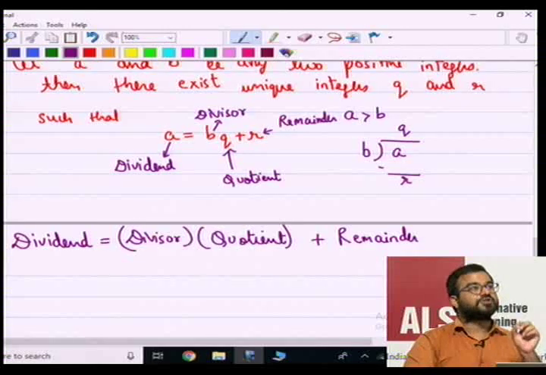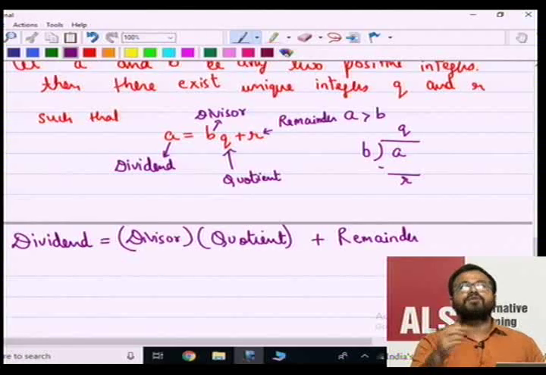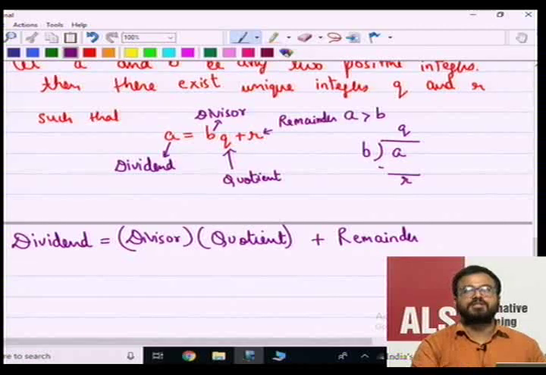Yes, this Euclid lemma is only valid when A and B are positive. It is not valid for negative integers. This statement only talks about the positive integers A and B. They have to be positive.